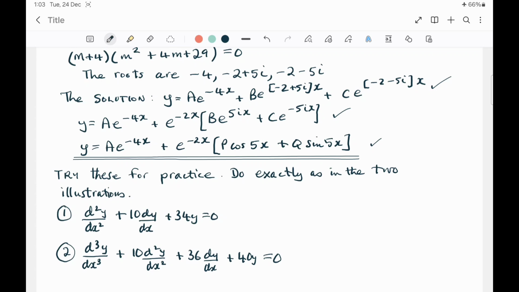Now, here are the two illustrations which I've written down. I won't read them out. I'll just leave them on the screen for a couple of minutes so you can take a note of them if you wish to.